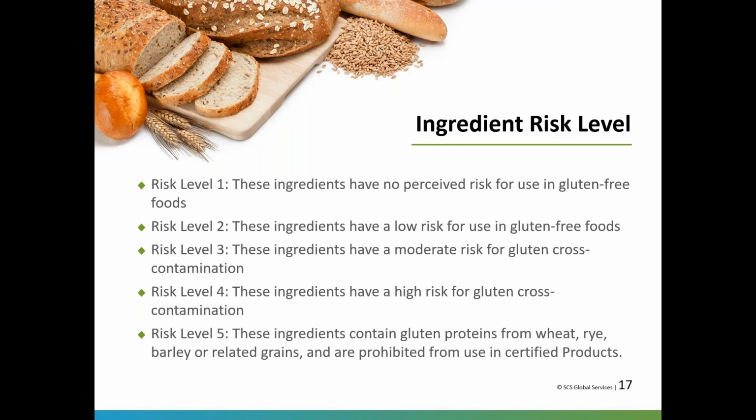For risk level 4, there is a high risk for cross-contamination because they share one or more steps of the supply chain with gluten-containing grains. So something like oats would be a risk level 4 ingredient. Risk level 5 are ingredients that actually are gluten proteins from wheat, rye, barley, or some related grains. There are several of those, and these are strictly prohibited from use in certified products.